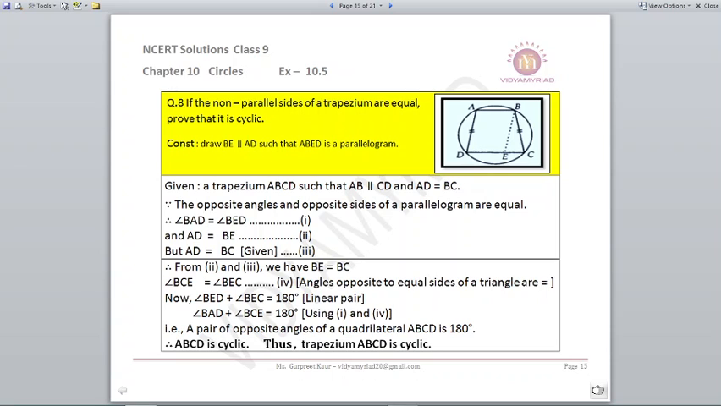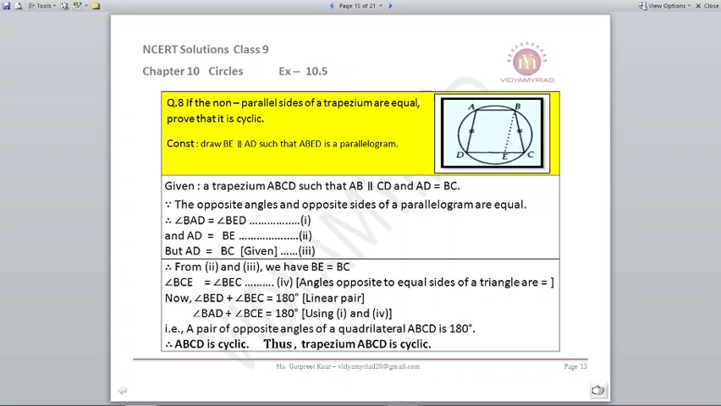Now here what we have done is, we have done a construction. We have drawn BE parallel to AD, such that ABED becomes a parallelogram. Now here using that, let's prove it. Now given is trapezium, we know that, and we also know that in a parallelogram, opposite sides are equal and parallel, and opposite angles are equal.